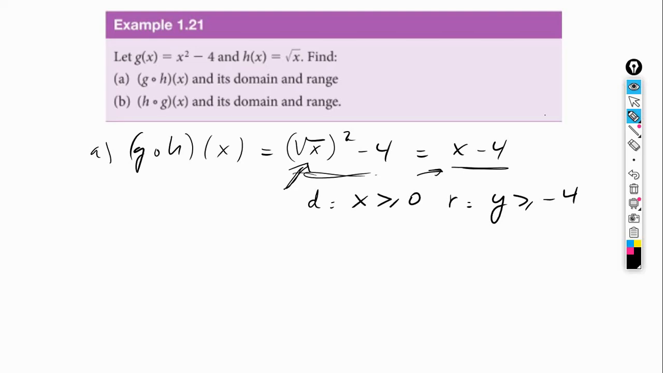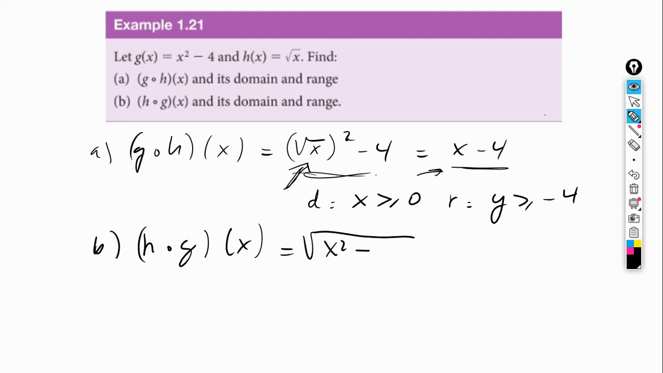So now let's do it the other way around, where they ask h of g of x. Here we plug g of x inside of h of x. So we're going to get the square root of x squared minus 4. So what would be the domain? Well, the domain is restricted by g of x, and also the fact that we have a square root. Because we have a square root, it means that x squared minus 4 must be greater than or equal to 0.